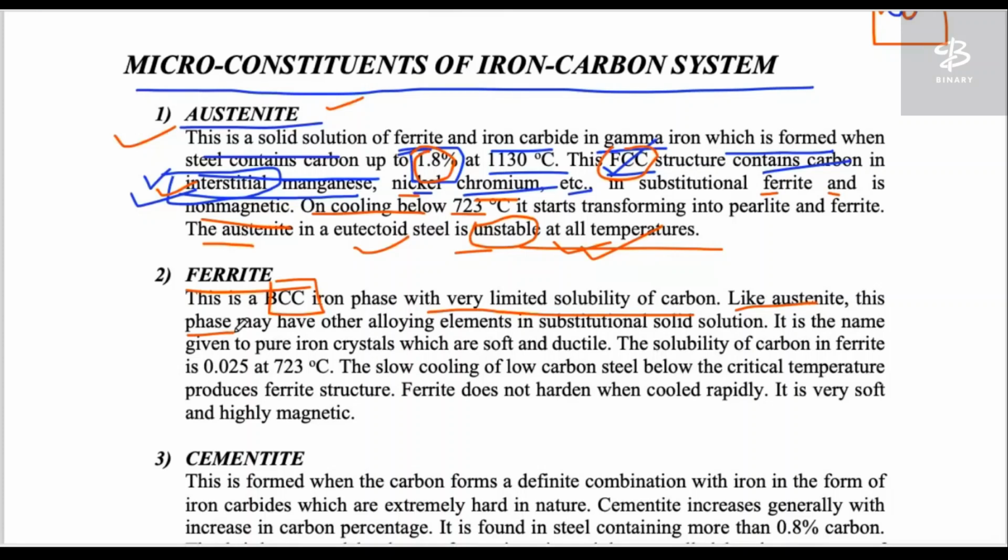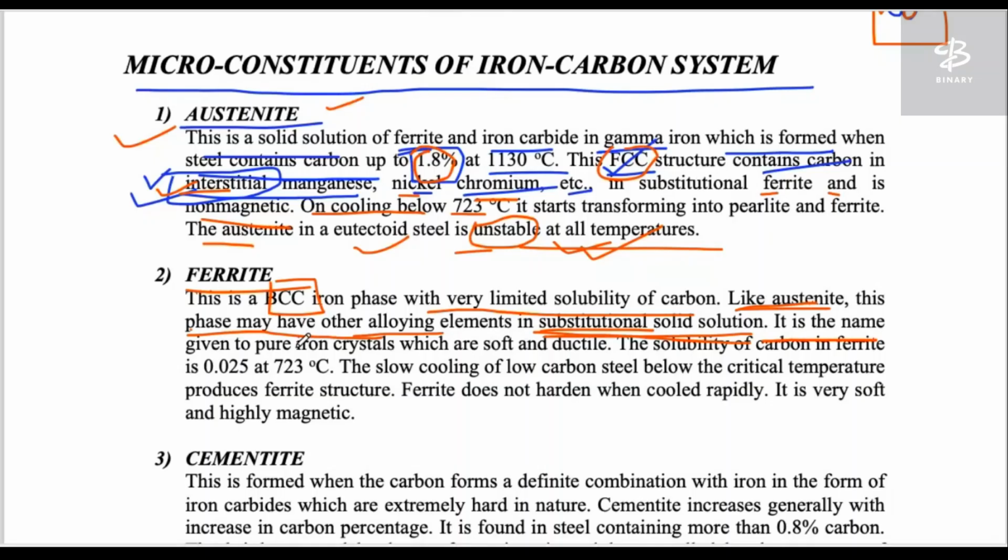This phase may have other alloying elements in substitutional solid solution. So here it is interstitial, but here it is substitutional. Substitution means the replacement of atoms. So whatever atom is going to fill in this phase must be of the same atomic size as ferrite, or you can say about iron. Like austenite, this phase may have other alloying elements in substitutional solid solutions.